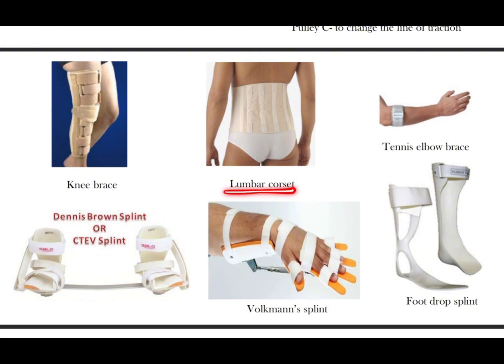This is a lumbar corset. It can be used in cases of backache. This is the Volkmann splint. It can be used in cases of Volkmann's ischemic contracture. This is a tennis elbow brace. It is used for tennis elbow. And this is a foot drop splint, which can be used for common peroneal nerve injury.